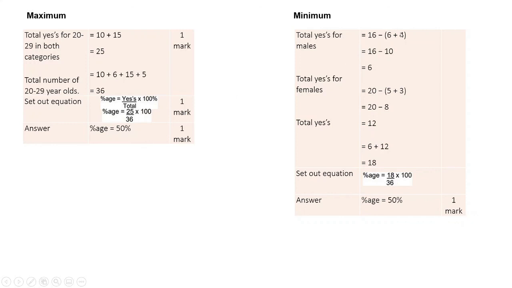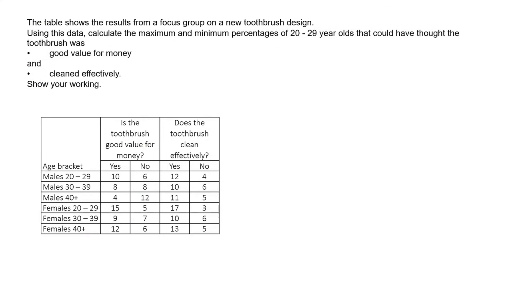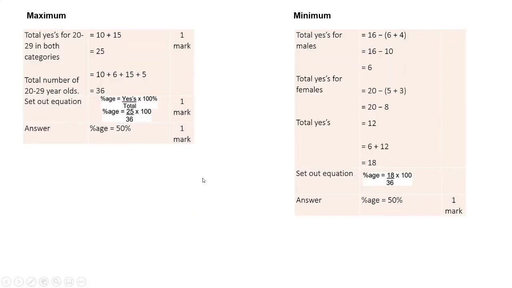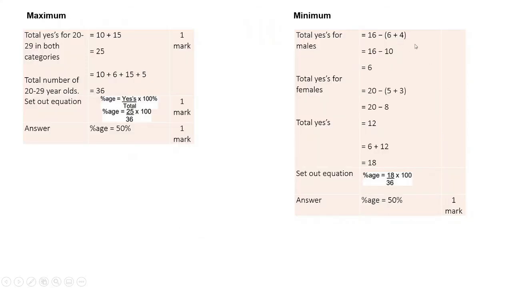So, total number of yeses for the minimum, so 16, so 6 plus 4. We're going 6 here plus 4. I don't think I've made a mistake on this one, so I don't feel as bad now. Okay, so 6 plus 4, so obviously that's 10, so 16 minus 10 gives you a total of 6. Total yeses for females.